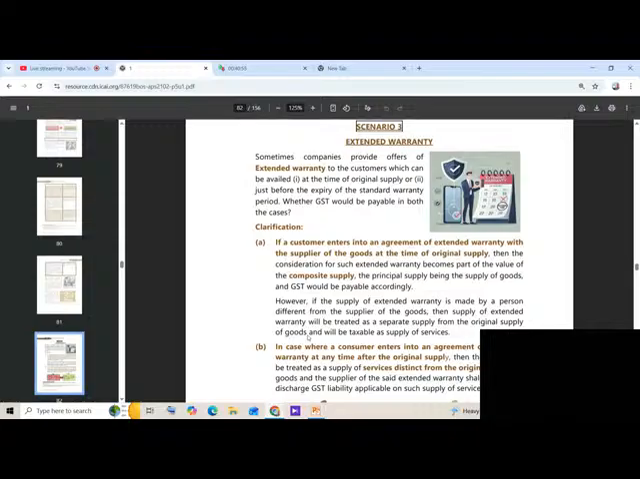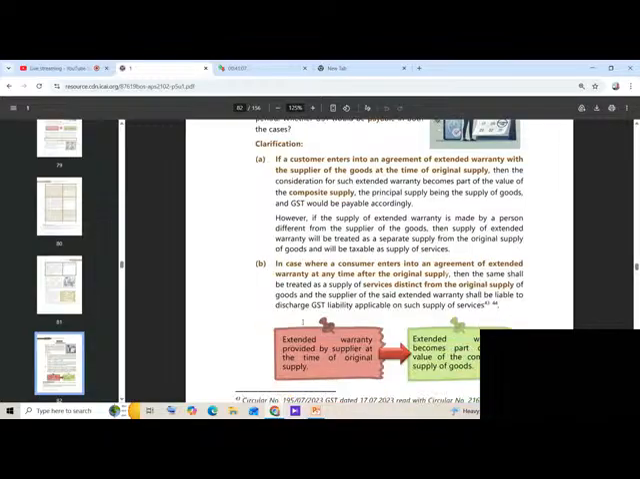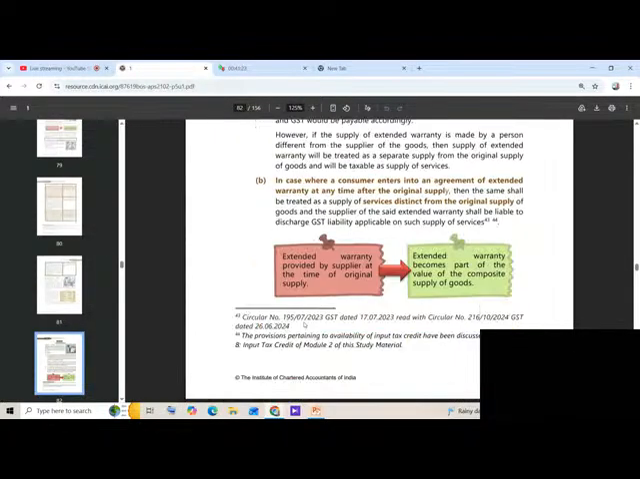Clarification: if a customer enters into an agreement of extended warranty with the supplier of the goods at the time of original supply, then the consideration for such extended warranty becomes part of the value of the composite supply, the principal supply being the supply of goods, and GST would be paid accordingly. However, if the supply of extended warranty is made by a person different from the supplier of the goods, then the supply of extended warranty will be treated as a separate supply from the original supply of goods and will be taxable as supply of services.